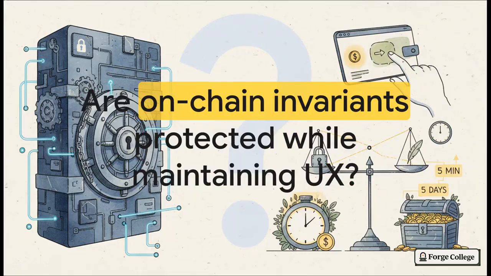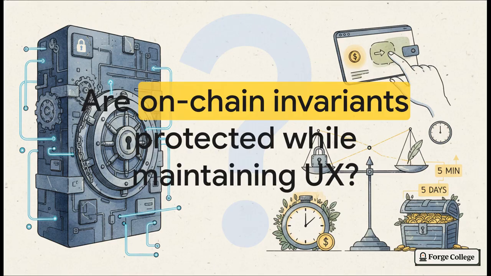So ask yourself this ultimate engineering question as you finalize your code. Are your on-chain invariants protected while maintaining off-chain UX expectations? It is a super delicate balancing act. You have to ensure you haven't built a vault so secure that even the rightful owners can't get their money out in a timely manner. The security constraints absolutely have to align with how the user intends to use the wallet day to day.